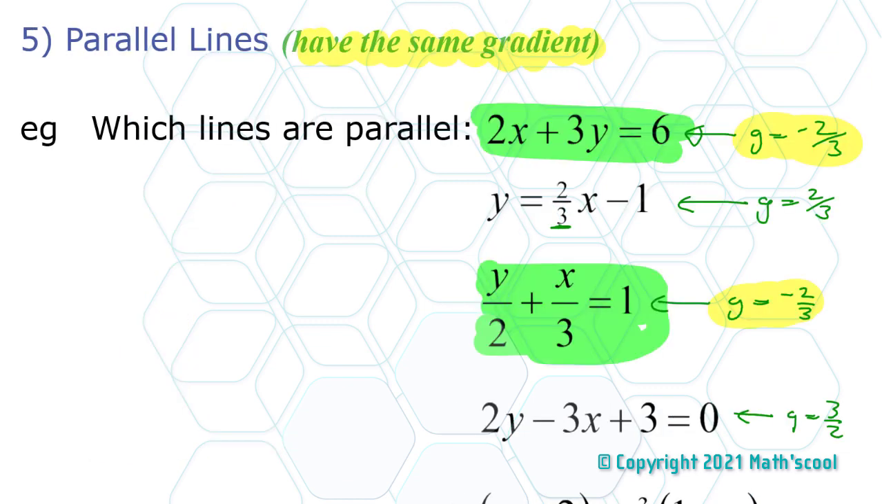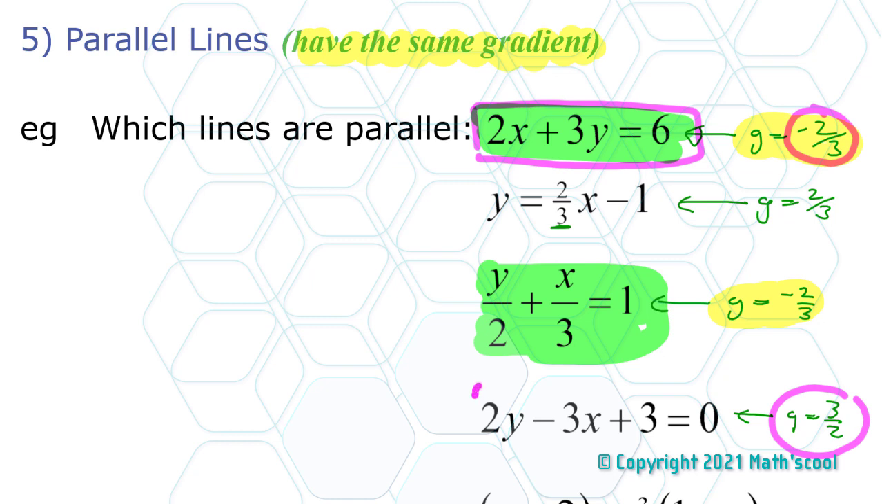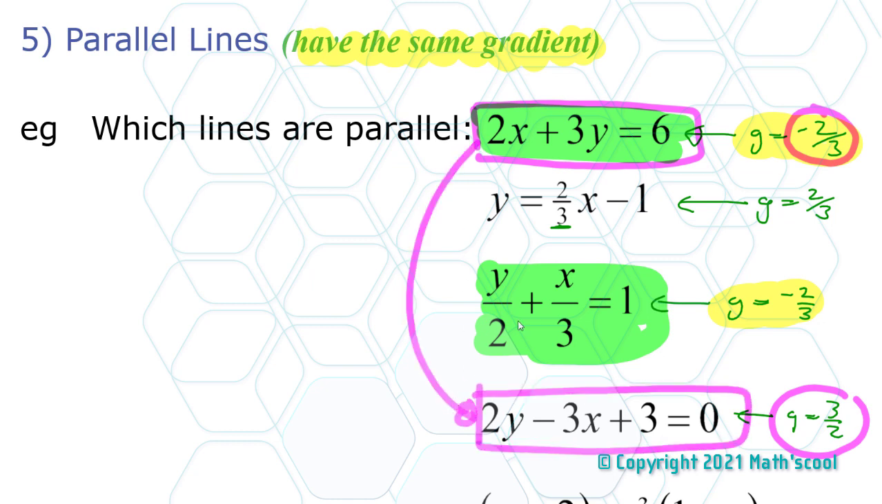So if I go back to these and I look at this gradient here, the negative reciprocal of that would be 3 over 2. And here we go, 3 over 2. So these two lines are perpendicular to each other. But remember, this one was parallel to this one. The green ones were parallel to each other. So then this is also going to be perpendicular to that one.